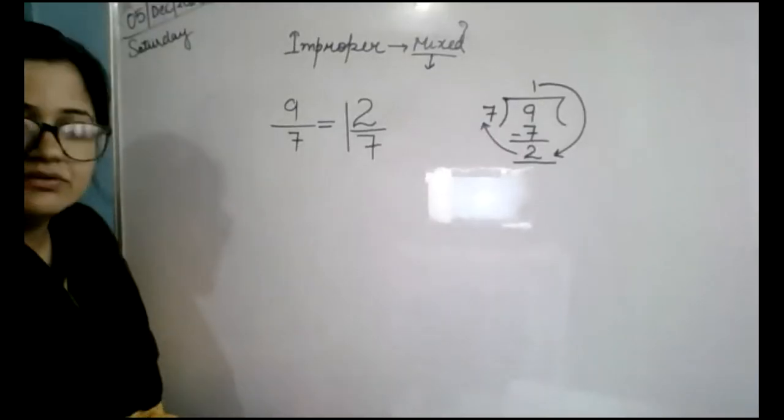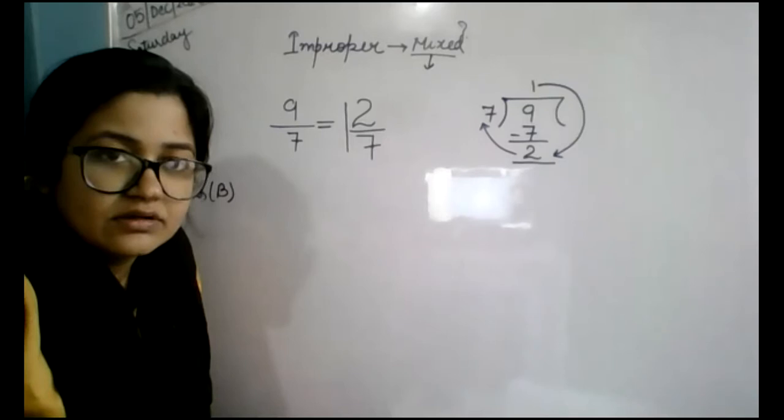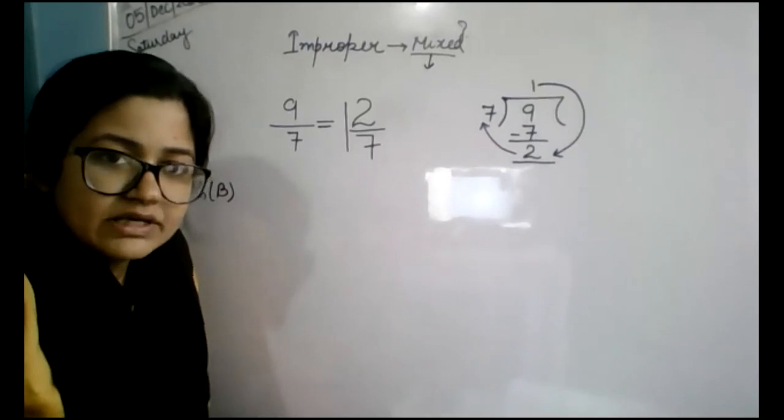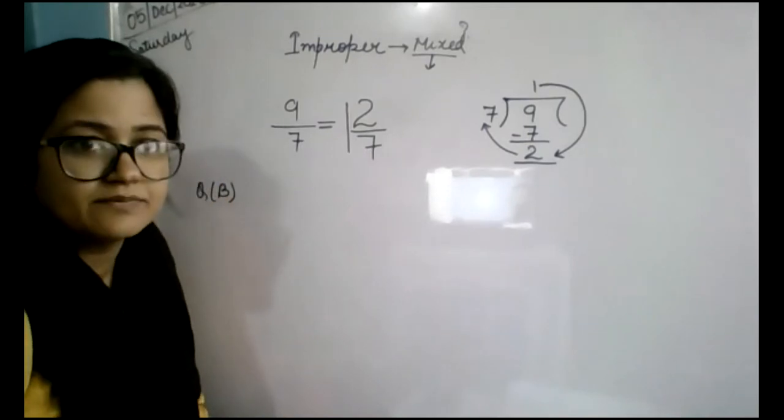Question A you have done. Now we have to start from question B. Beta, question B is same as question A. If you see question B in your books, it is given: reduce the given fractions to their lowest terms.